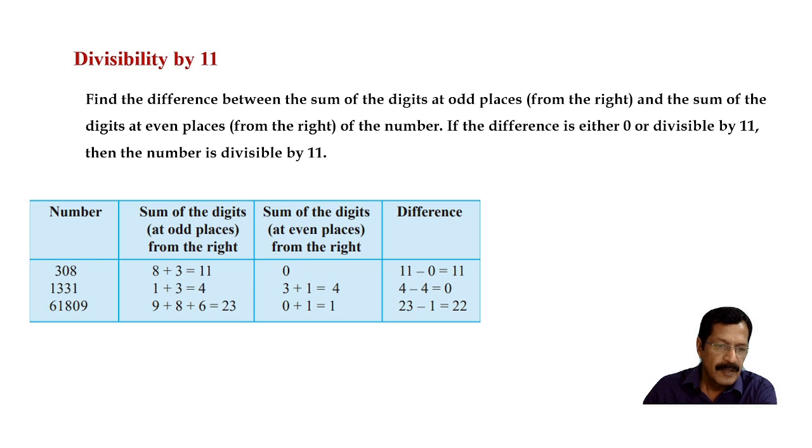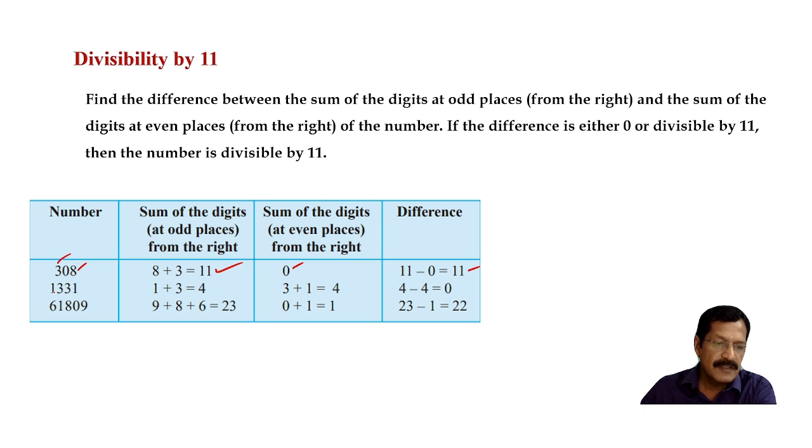Here in the table, the first number is 308. What is the sum of the digits at odd places from the right side? The digits at odd places from the right side are 8 and 3. So 8 plus 3 is 11. Now, the sum of the digits at even places from the right side: there is only one digit at the even place, so that is 0. Now the difference between 11 and 0 is 11, which is a multiple of 11, otherwise divisible by 11. So 308 is divisible by 11.